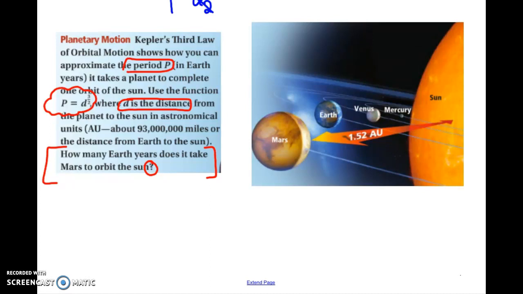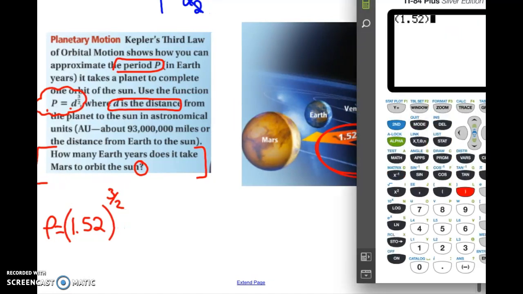Well, they want to know how many Earth years, so that's going to be our p. The distance, according to our picture over here, is 1.52. And then it says it's to the 3/2 power. This is a calculator problem. So let me pull up the graphing calculator. I've typed in 1.52 already.